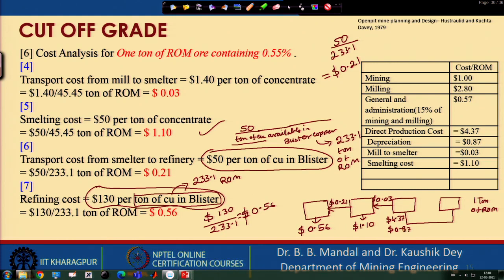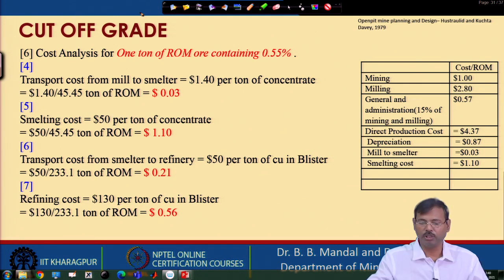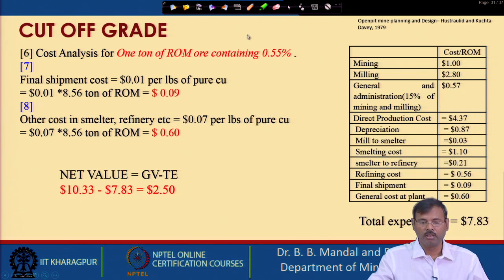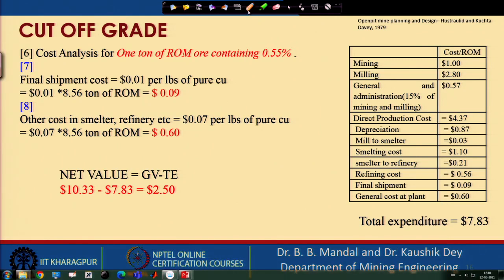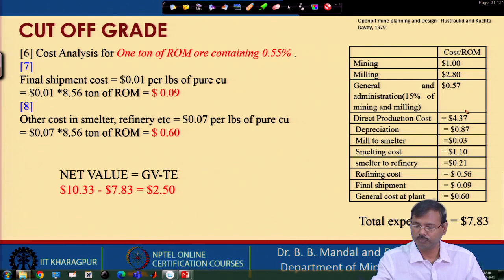So, now let us compute all this expenditure in a tabulated form. You can see these are the mining and milling cost, this is depreciation, this is transportation cost from mill to smelter, this is smelting cost, this is transportation cost from the smelter to refinery, this is refining cost.